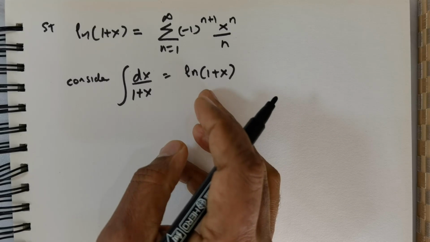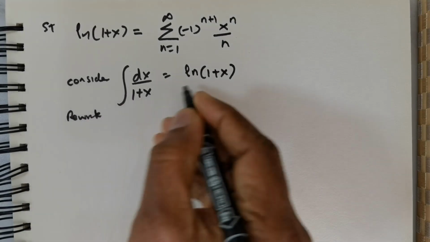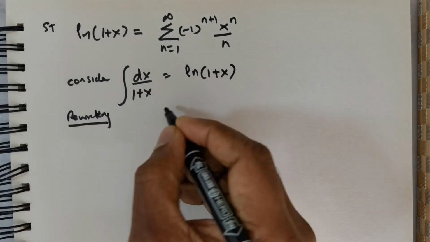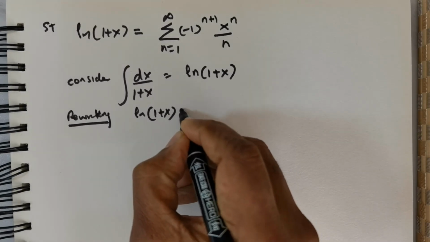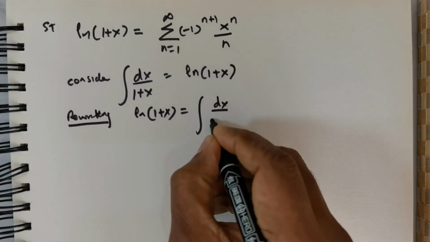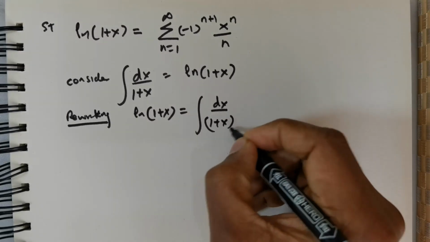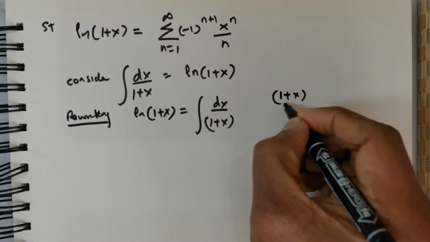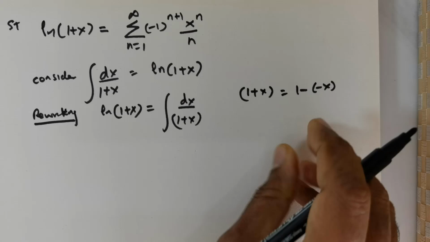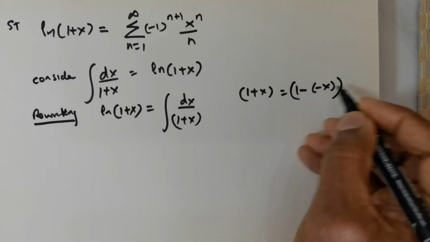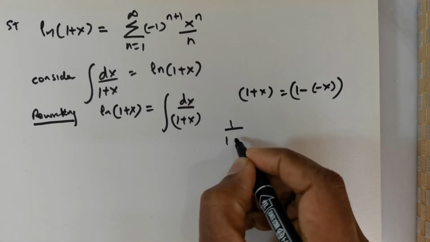So, let me rewrite this in the following fashion. We get ln(1 + x) is equal to the integral dx over 1 + x. Now, can I write 1 + x as 1 - (-x)? Of course I can write it like this. Now, I would like to bring your attention to an important series expansion.